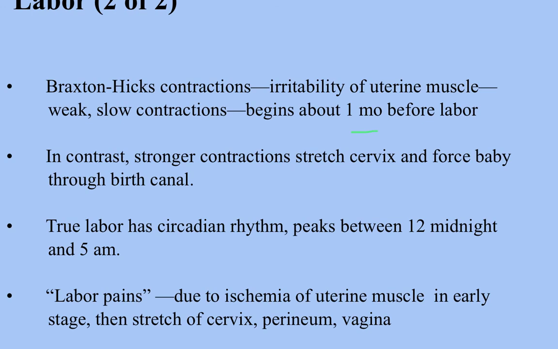All right. True labor also has a circadian rhythm. Peaks are between 12 midnight and 5 a.m. And labor pains are due to ischemia of the uterine muscle, because it's being stretched out so far and doing things that it's not normally used to doing. So that's going to lead to some pains, and we call those labor pains.